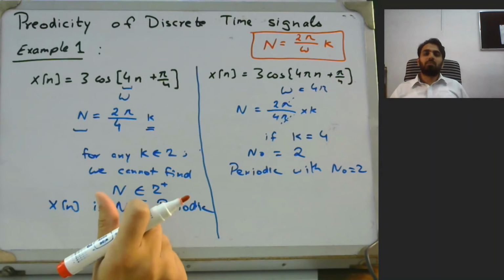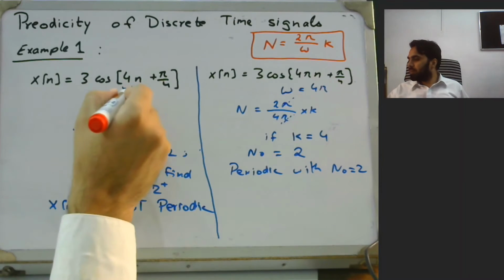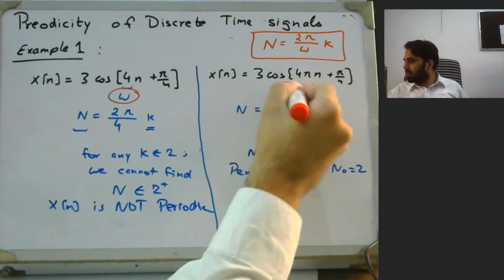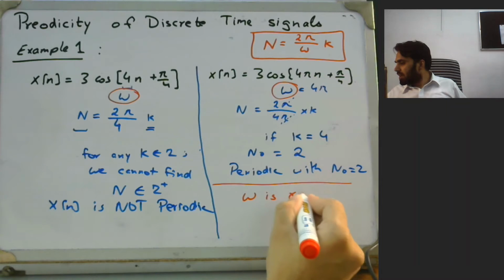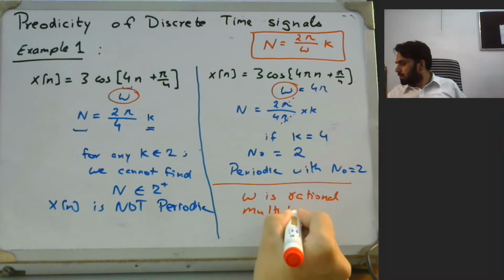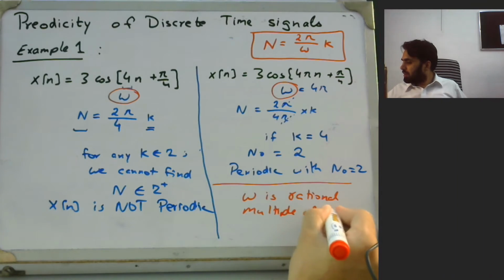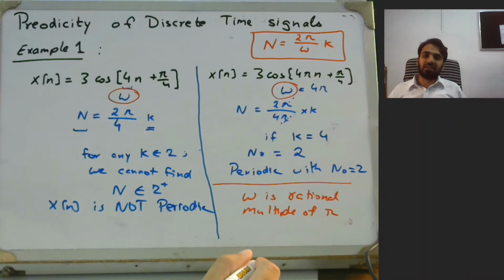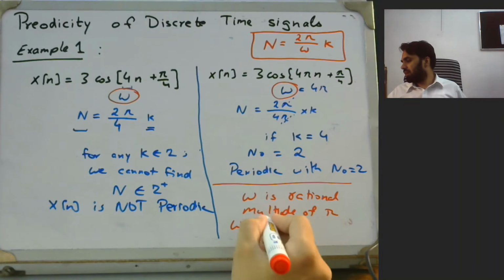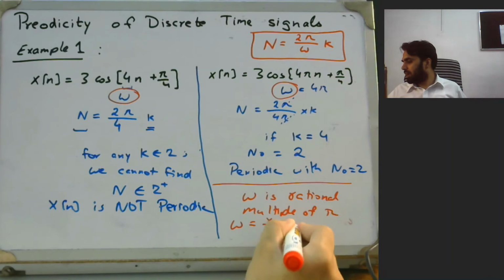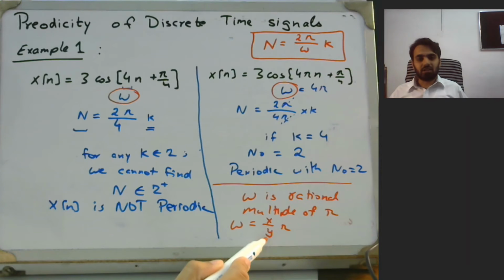So from these two examples, we can conclude that periodicity depends on the value of omega, and we can say that if omega is a rational multiple of pi, then the signal is periodic. So for example, we can have omega equivalent to x by y times pi, right? If x and y are integer values and they multiply with pi, then that particular sinusoid would be a periodic signal. Otherwise it's not a periodic signal.